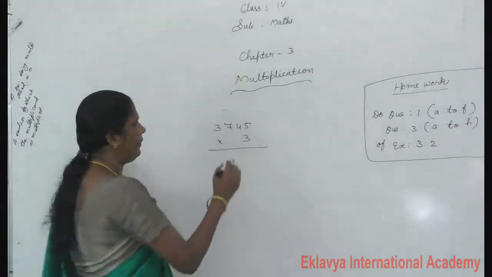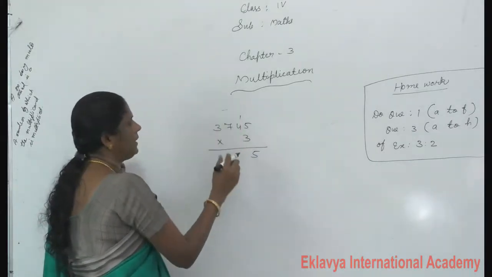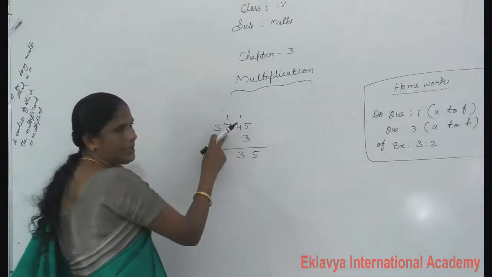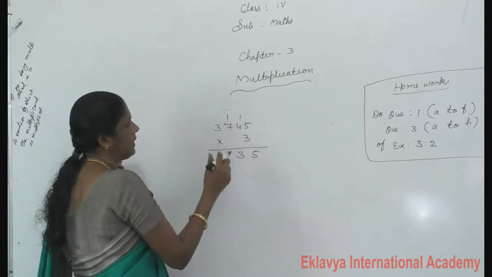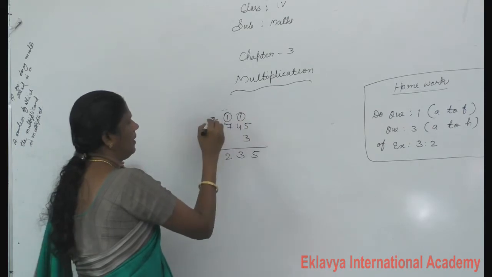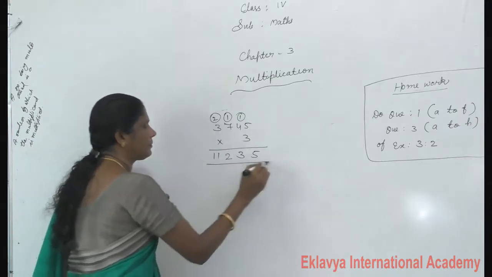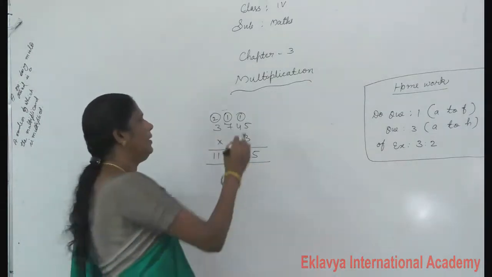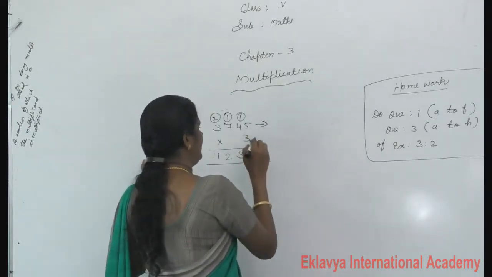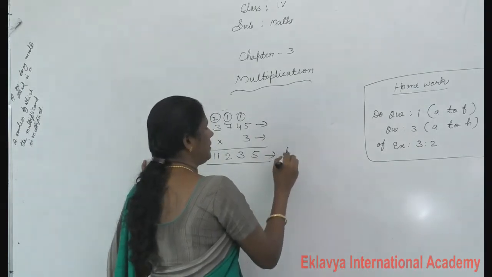3 5s are 15, carrying 1. 3 4s are 12, 12 plus 1 is 13, carrying 1. 3 7s are 21, 21 plus 1 is 22, carrying 2. Then 3 3s are 9, 9 plus 2 is 11. This is our multiplicand. This is our multiplier. The result is the product.